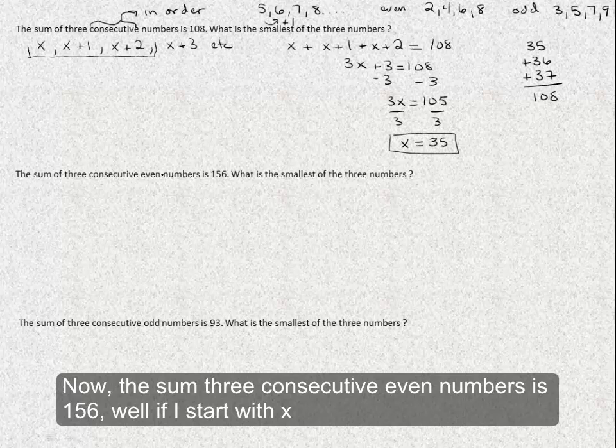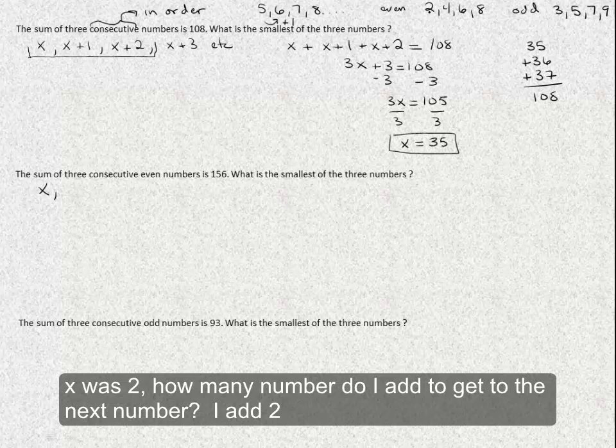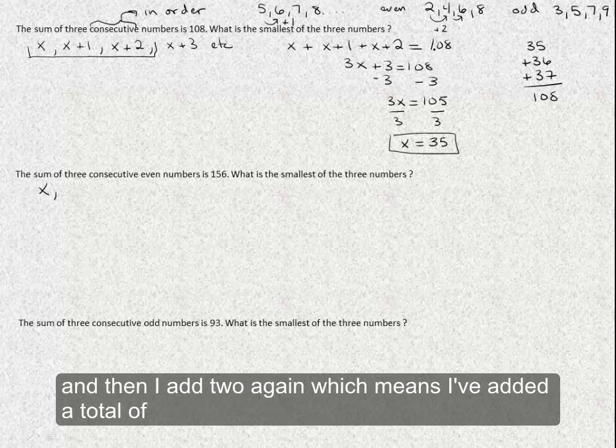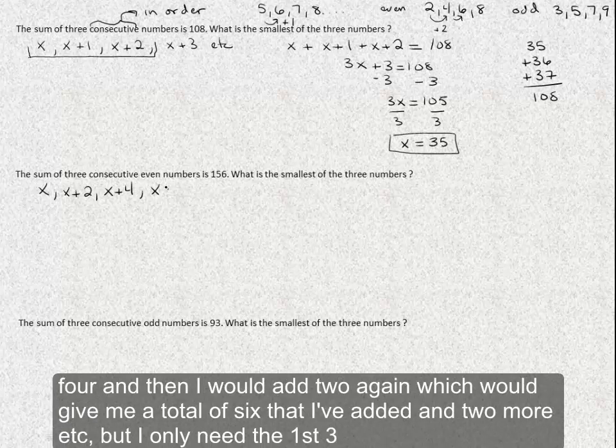Now, the sum of 3 consecutive even numbers is 156. Well, if I start with x, and x was 2, how many numbers do I add to get to the next number? I add 2. And then I add 2 again, which means I've added a total of 4. And then I would add 2 again, which would give me a total of 6 that I've added, and 2 more, etc. But I only need the first 3.